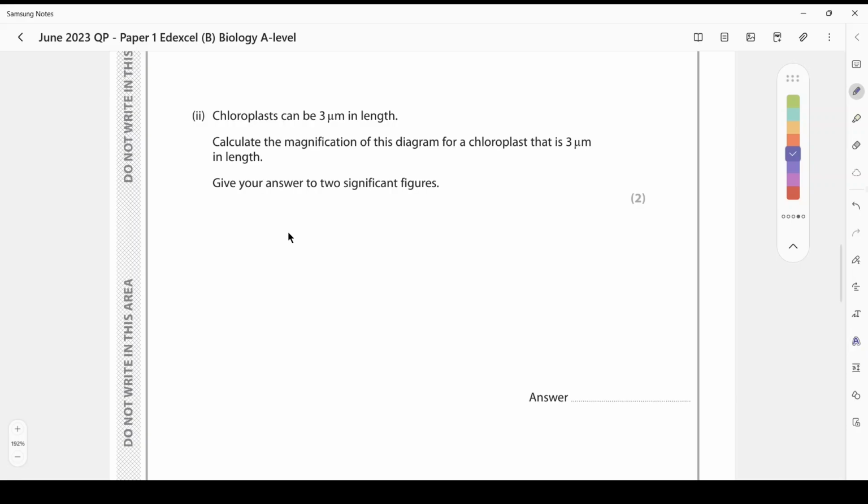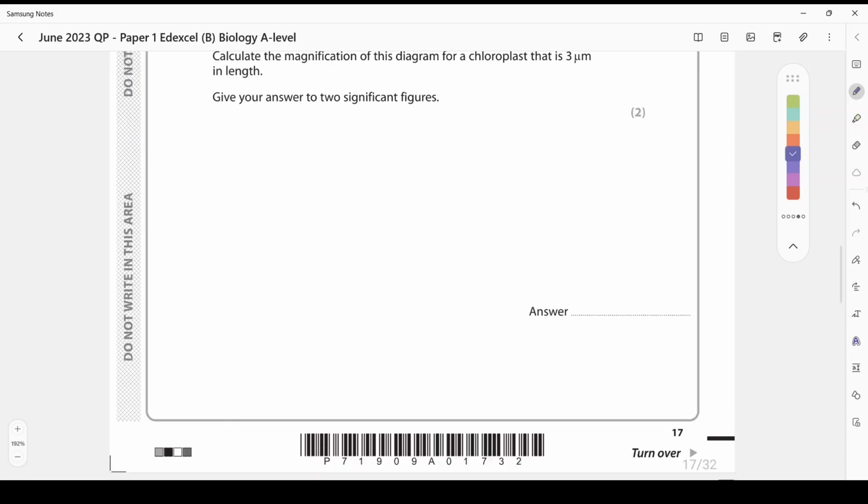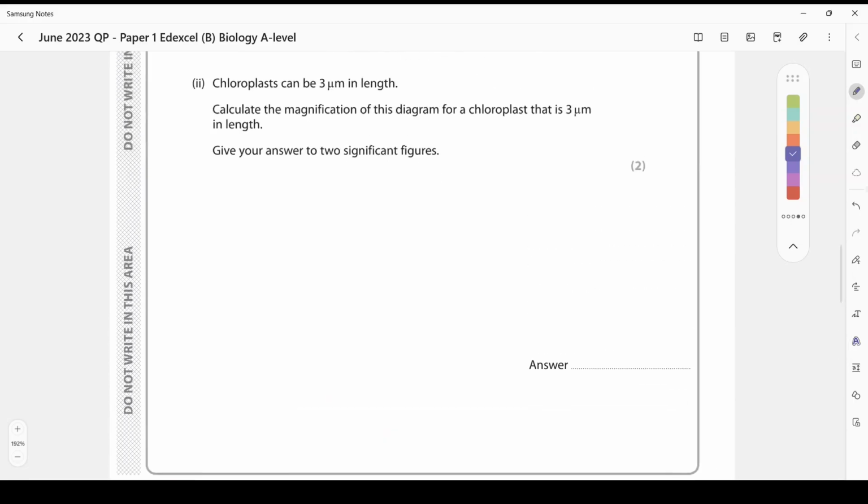Chloroplasts can be 3 micrometers in length. Calculate the magnification of this diagram for a chloroplast that is 3 micrometers in length. Give your answer to 2 significant figures. So the equation for magnification is magnification equals image size over actual size.